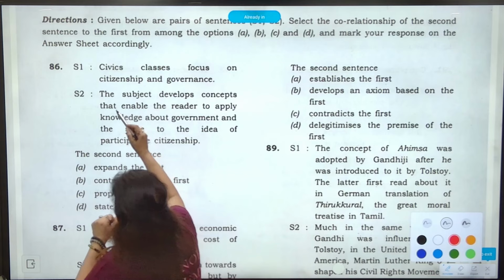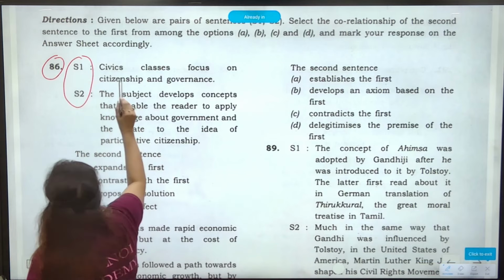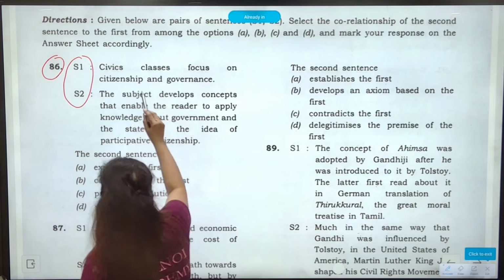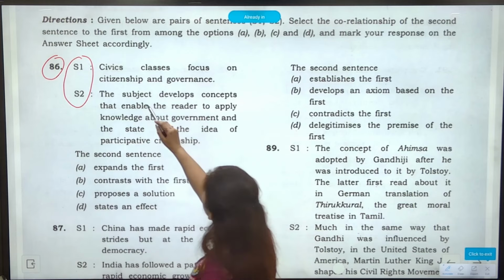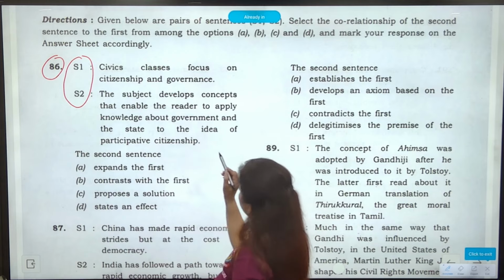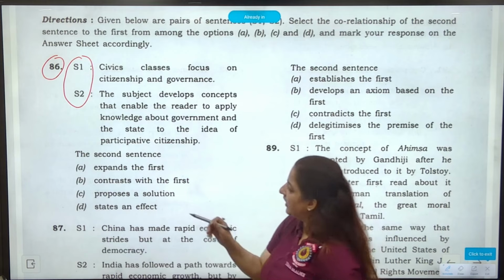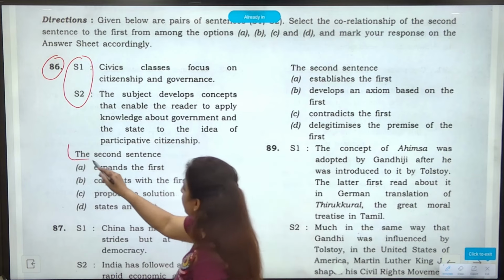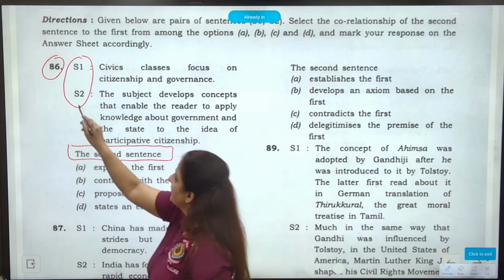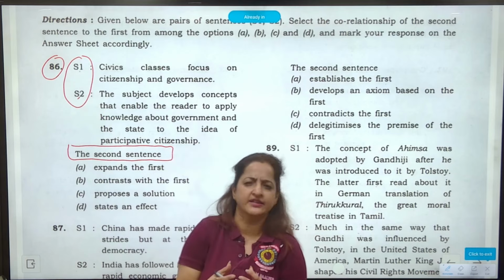यहाँ दोनों पढ़ने पड़ेंगे, S1 S2 दोनों पढ़ते हैं. Civics classes focus on citizenship and governance. Subject develops concepts that enable the reader to apply knowledge about government and the state to the idea of participative citizenship. अब क्वेश्चन यहाँ से शुरू होता है. The second sentence. अब ये सेंटेंस इस सेंटेंस से किस तरीके से रिलेटेड है.